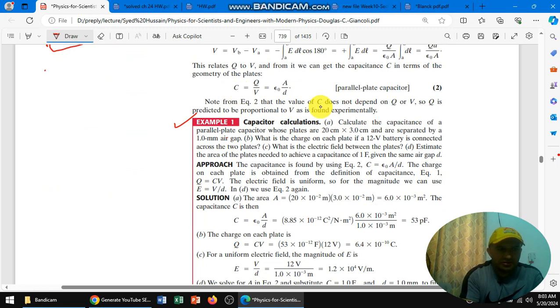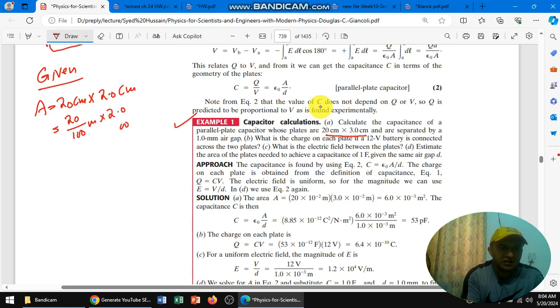So first let me introduce the given data. They ask to calculate the capacitance of a parallel plate capacitor whose plates are 20 by 3 centimeter. So the area is 20 centimeter multiplied by 3.0 centimeter. That gives us 20 over 100 meter multiplied by 3.0 divided by 100. 20 multiplied by 3 gives us 60 into 10 to the power minus 4 meter square. So the area of the plate is given.